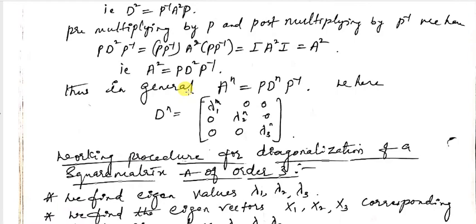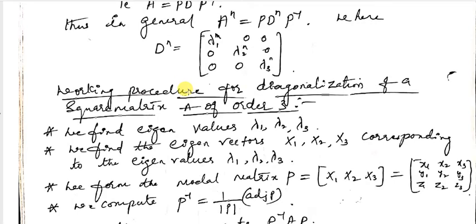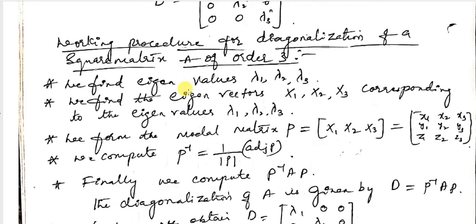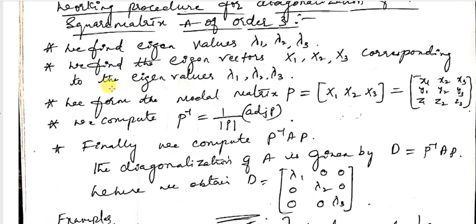Next, moving on to the problems. Before the examples, here I have the working procedure for diagonalization of a square matrix. Let A be a square matrix of order 3. We want to diagonalize the matrix A through the similarity transformation P inverse AP. So firstly, we have to find the eigenvalues of the given matrix. Then we have to compute the corresponding eigenvectors x1, x2 and x3.